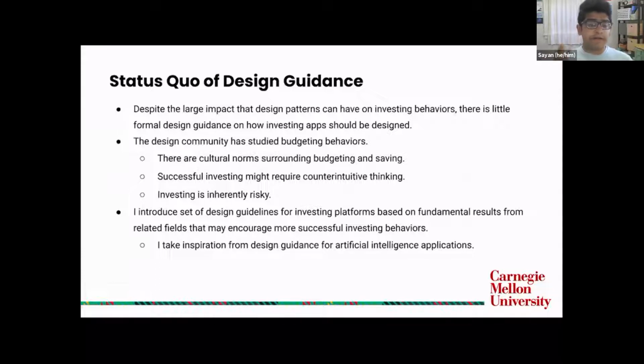However, there are three critical differences between saving and investing. Number one, saving behaviors are culturally ingrained in us, while investing is not. Number two, successful investing might require some counterintuitive thinking. For instance, it is intuitive for most adults that it is better to save more in times of economic stability for a rainy day. However, it is less clear whether it's similarly beneficial to purchase more stocks in a booming economy when we might be in a bubble or stock prices might be inflated.